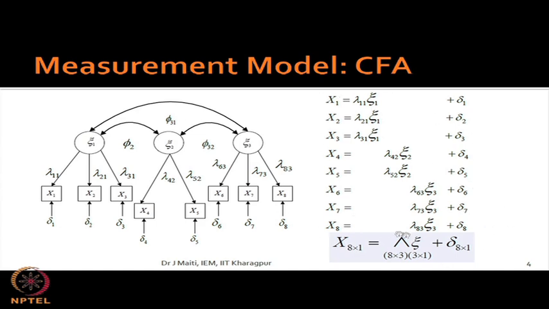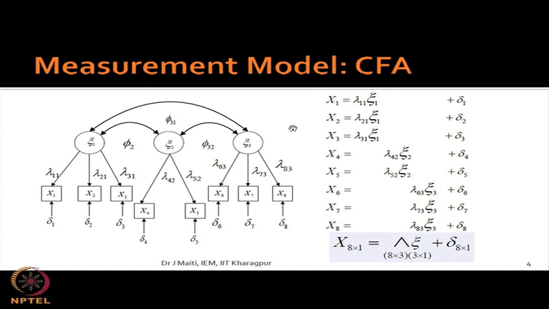Okay. So, in the same manner there are eight x variables, so you get 8 linear equations, and collectively if you write in matrix form, then that will be x of dimension 8 cross 1 equal to capital lambda, which is a matrix of dimension 8 cross 3, because there are xi1, xi2, xi3, that is 3, and 8 x variables, times xi, plus delta. So, this is the matrix form equation for this particular example.